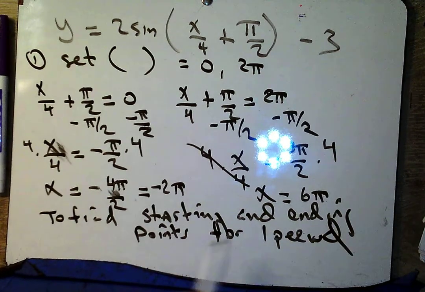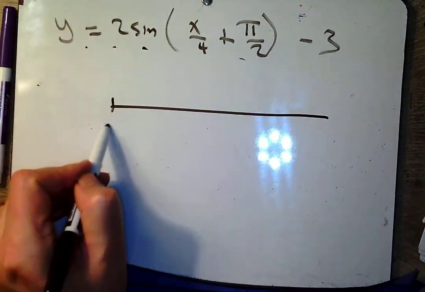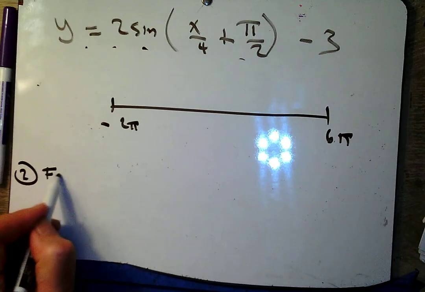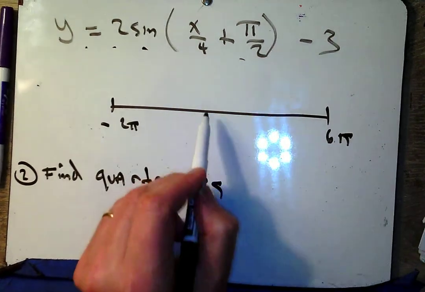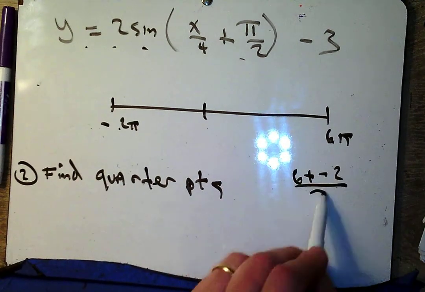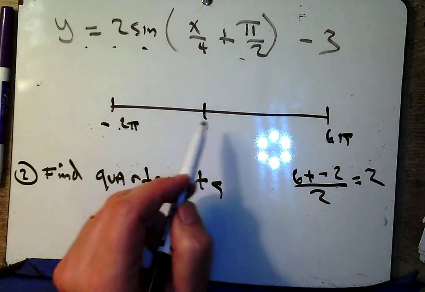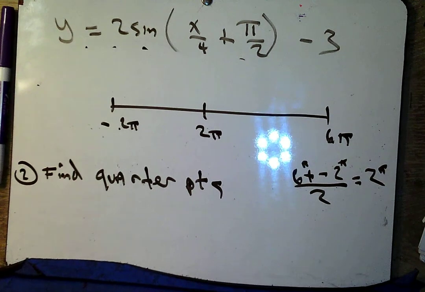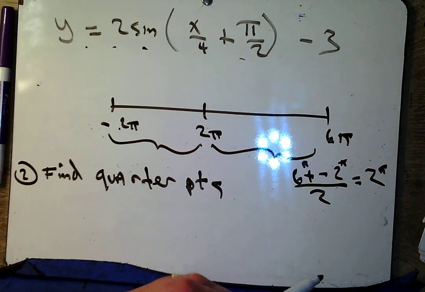Okay, and so for us, they occur at negative 2 pi and positive 6 pi. Good. So there's negative 2 pi, there's 6 pi. Remember, step 2 was find the quarter points. Okay, so first we find the point halfway in between. We average 6 and negative 2. And that's going to be 4 over 2, or 2. So this is 2 pi. Oh, I guess these have pi's attached. There we go. And you know, one way you can check this: this distance and this distance should be the same.